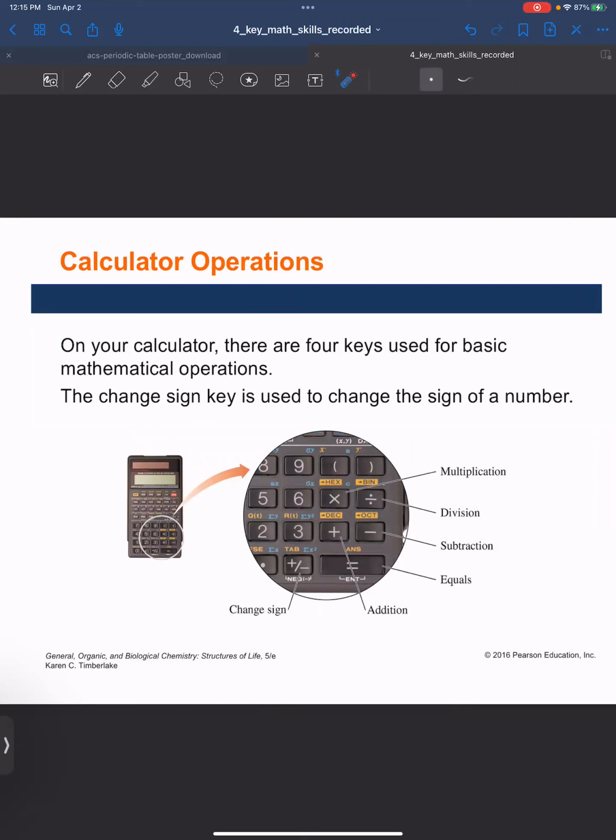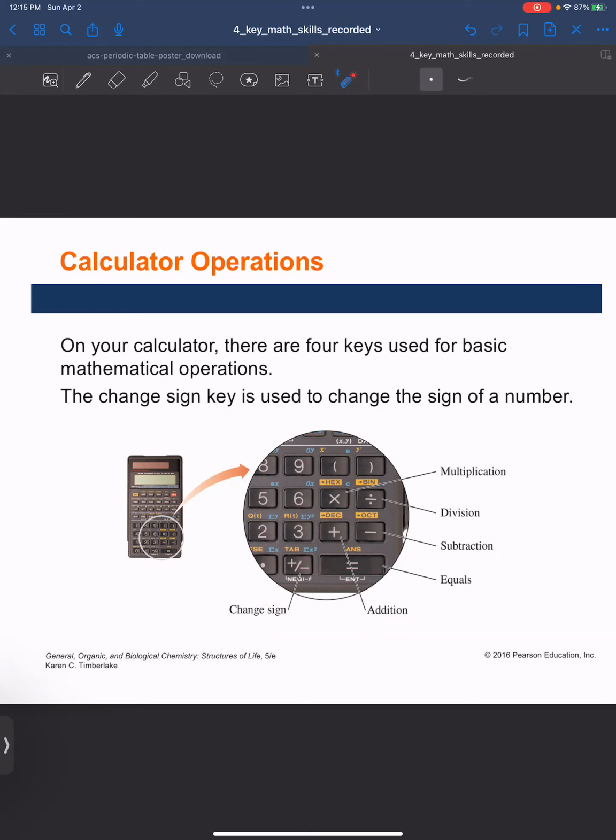Now you will be allowed to use calculators in my class. I provide scientific calculators for you to use. On your calculator, there are 4 keys used for basic mathematical operations. The change sign key is used to change the sign of the number. So when we're talking about positives or negatives, you will have a calculator, so you can always check your work.